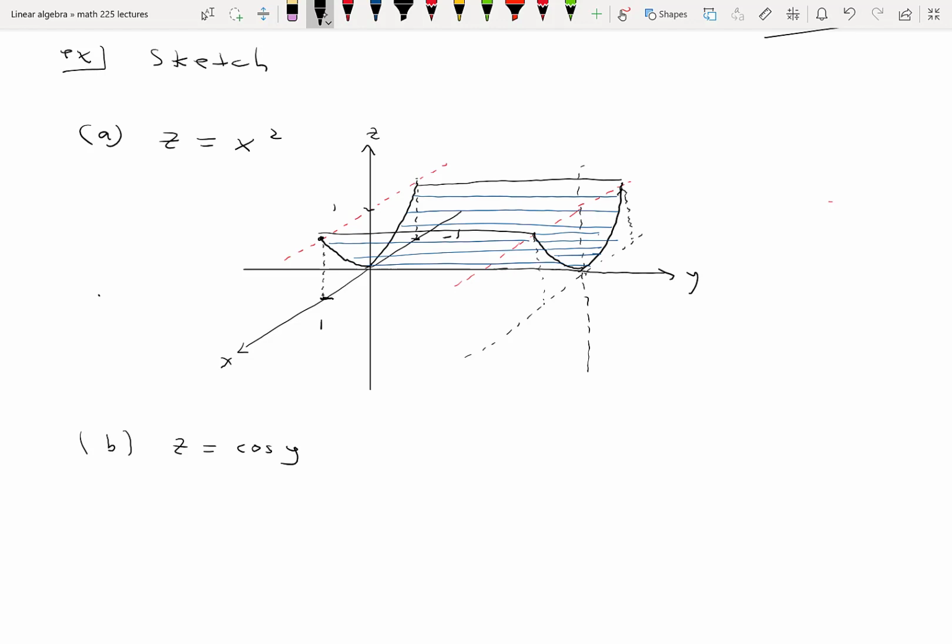I know that this is a cylinder. Why? It's an equation in 2 variables. Equations in 2 variables give curves in 2 space. So it's an equation in 2 variables. You already know that. How do you know that?